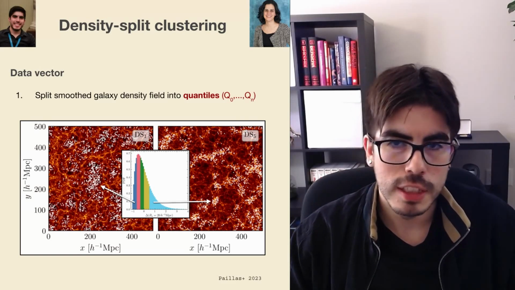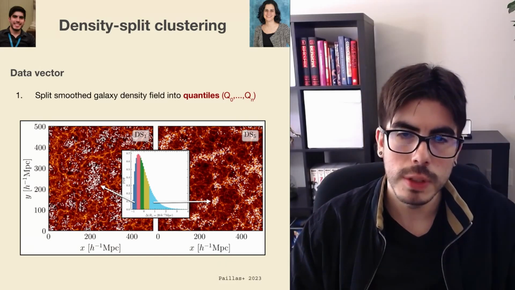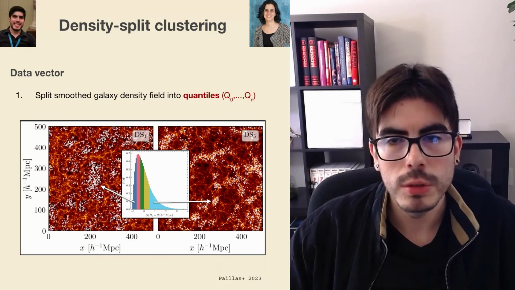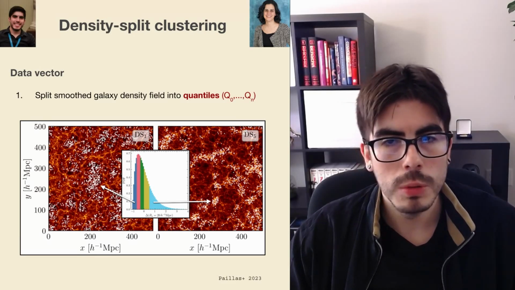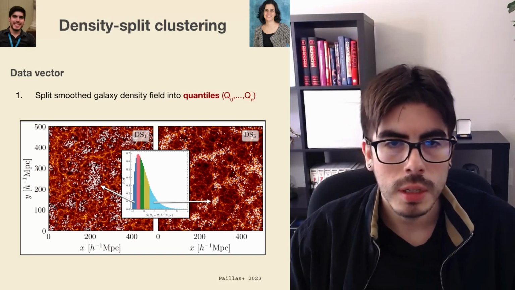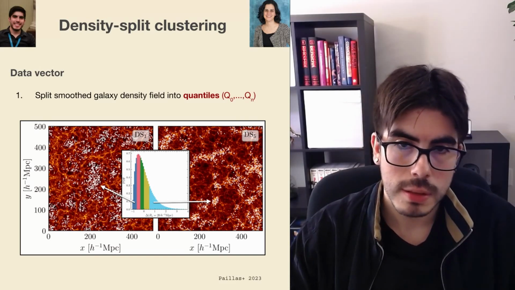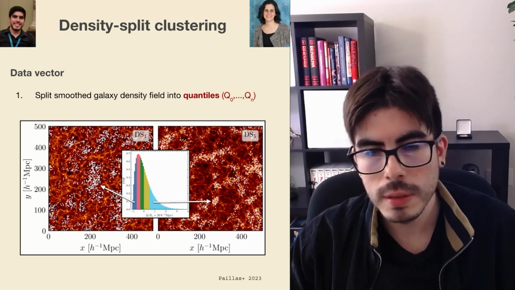The idea of density split is to characterize how galaxies cluster in different environments of the cosmic web. So we start off by generating random query points in the cosmological volume, and we measure the local density of galaxies around each of those points. We then proceed to split the query points into different quintiles according to their local density.